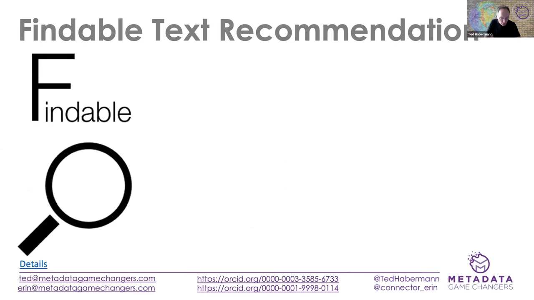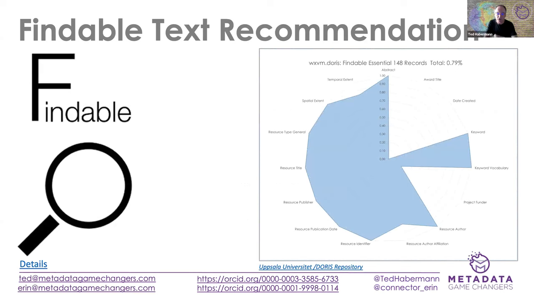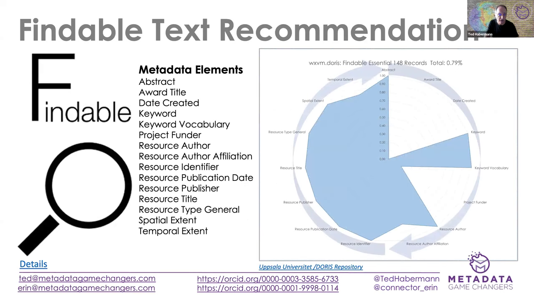So when you're looking at these 58 things, the question is, how do you display these? I'm a visual learner, so I like to look at pictures. For the findable text recommendation, I use a radar plot, and there are, I think, 15 different fields, and those fields go around the circumference of the circle. You can see right at the top is abstract, and then award, title, date created, keyword. So this is a picture that we can look at.